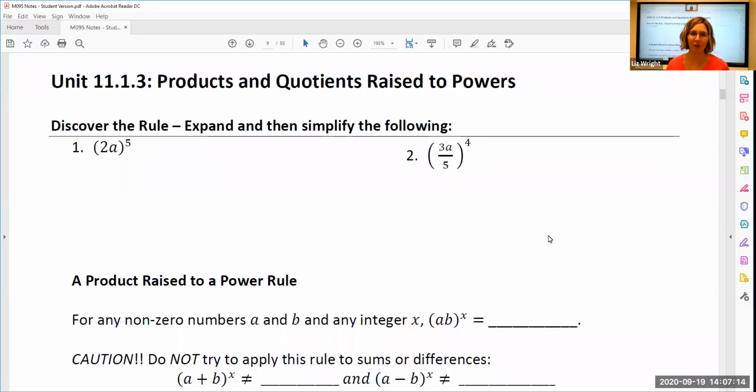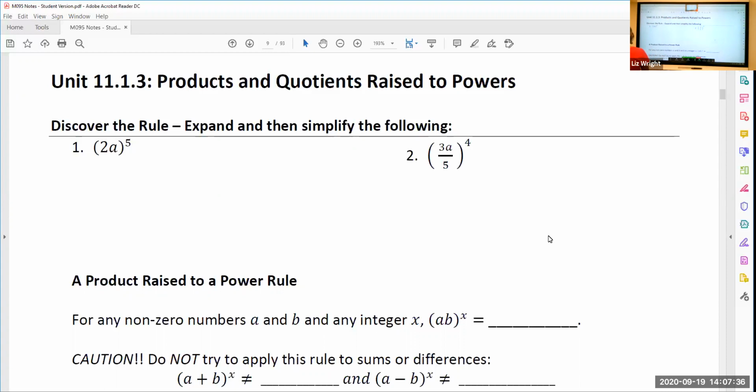Hi everybody, in this video we are going to be working through unit 11.1.3, quotients or products and quotients raised to powers. So have your notes handy as we start to go through this. Similar to the last lesson and video, we are going to be expanding some things first to discover the rules, and that's what we're going to do here in this first one.